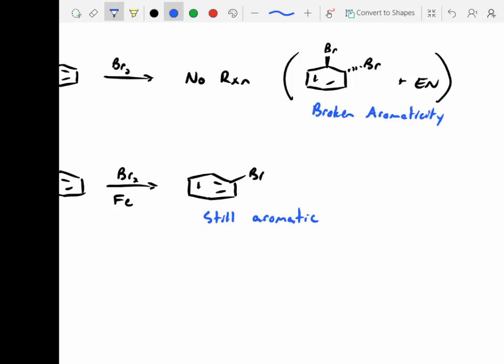Why didn't I draw the bromine with a dash or a wedge? It's not a stereocenter. Remember, anything coming off of a benzene ring just draws a straight line. You don't have to include stereochemistry. So let's take a look at the mechanism.